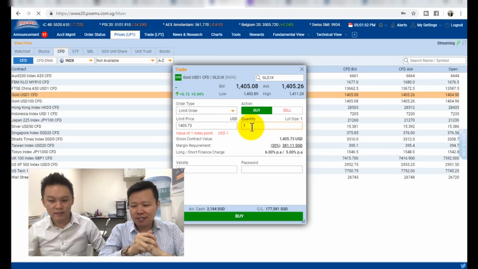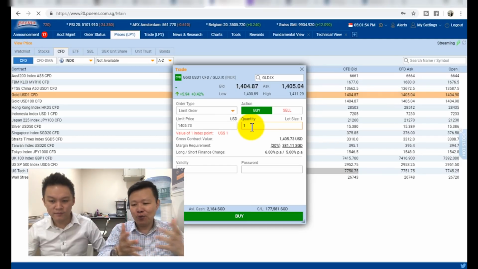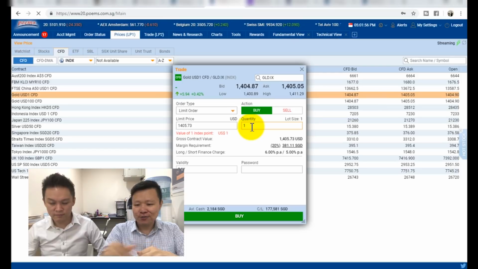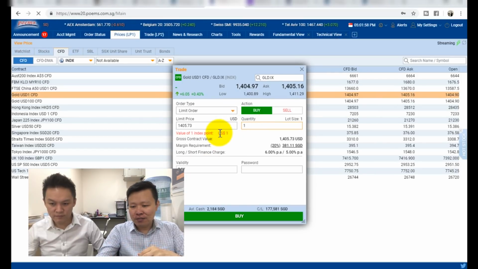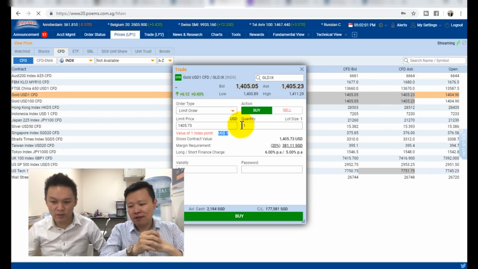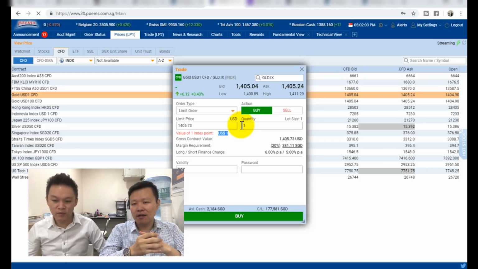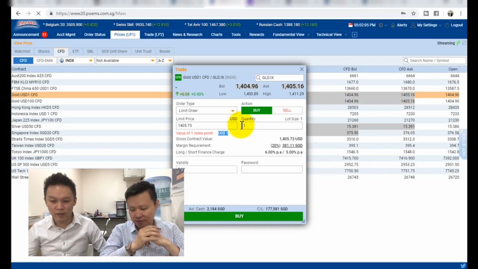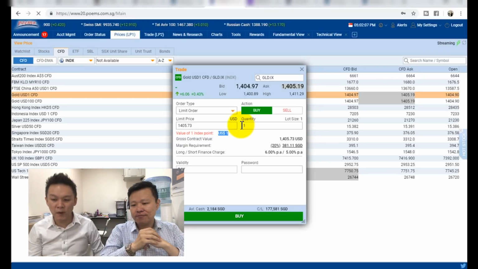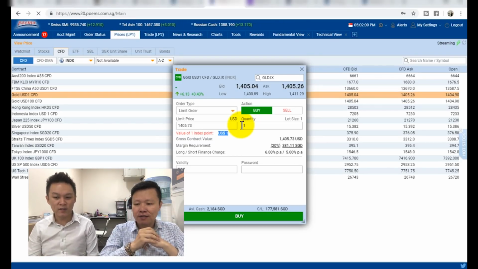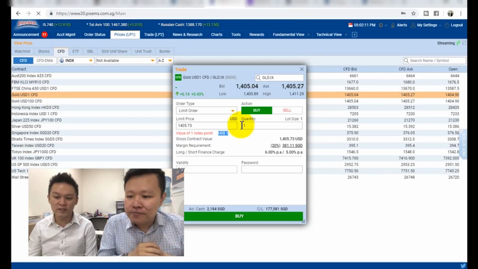Okay, obviously if the gold price went up by 100 points, for example, you just need to times USD $1. So that's the gross profit. Gross profit. Okay, yes. So the next question I think a lot of people will ask is the commission. Okay, so how much is the commission for this contract?